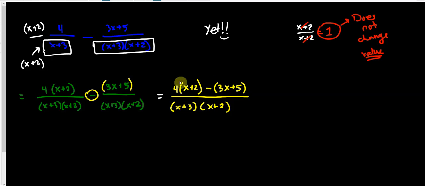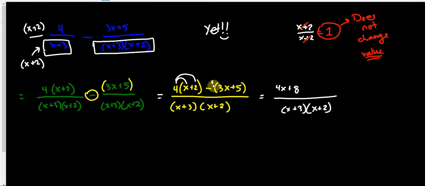Let's see if we can simplify this top using just normal simplifying techniques that we've learned all the way back from very beginner algebra. And what I mean there is distribute whatever distributes and combine like terms. So I'm gonna distribute this 4. So I have 4x and distribute this 4 to the 2. So plus 8.